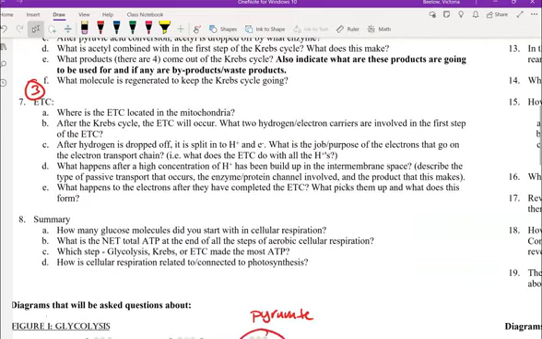Now for the ETC, this will be a paragraph on your test. You can read through that to help you answer some of the questions. So the ETC is located literally on the inner mitochondrial membrane. So if this is what I just drew, I'll draw in a different color in pink here, that would be the inner membrane, and then the inside of that is the matrix. The ETC is quite literally located on the membrane itself.